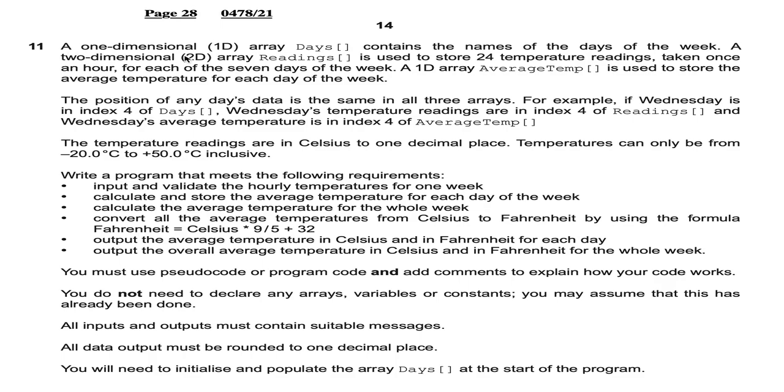A one-dimensional (1D) array, days, contains the names of the days of the week. A two-dimensional (2D) array, readings, is used to store 24 temperature readings, taken once an hour for each of the 7 days of the week. A 1D array, average temp, is used to store the average temperature for each day of the week.